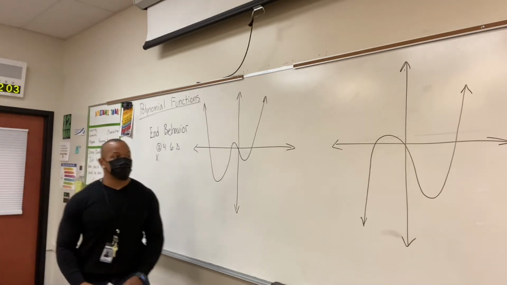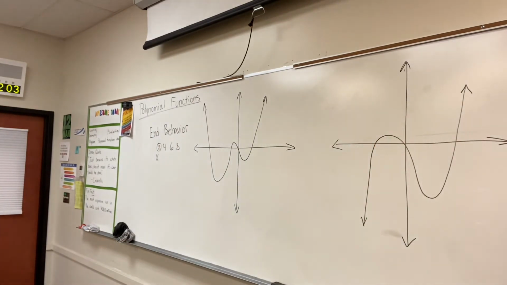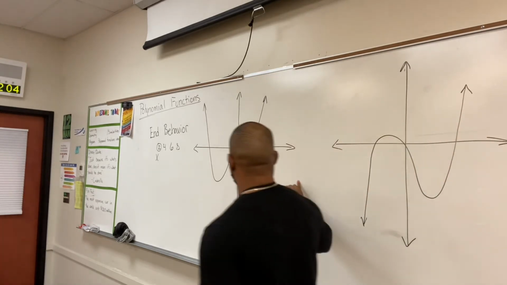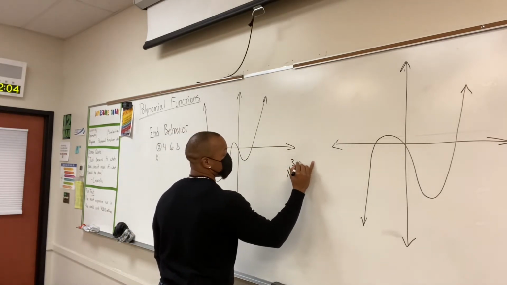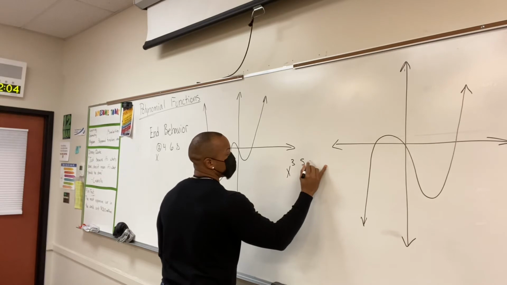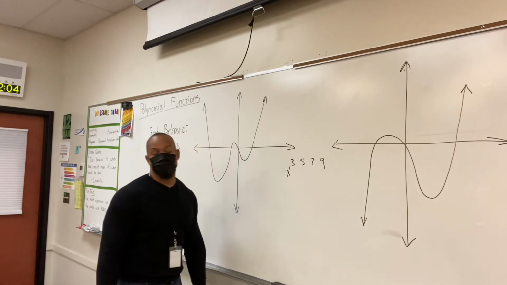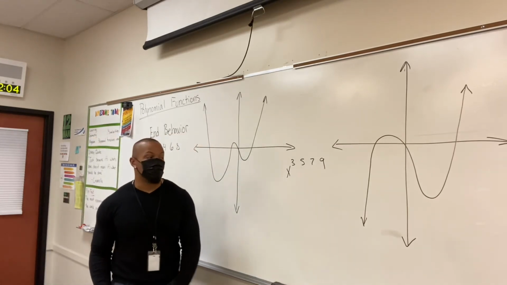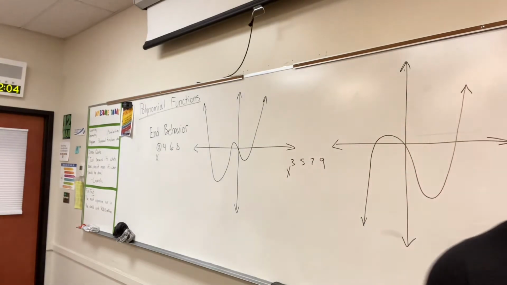Now, this one. They're starting and ending in different directions. So what type of function is this one? Odd function. This one can be x to the third, the fifth, or x itself, or 7, 9, and so on. An odd number is going to open up and finish in different directions.